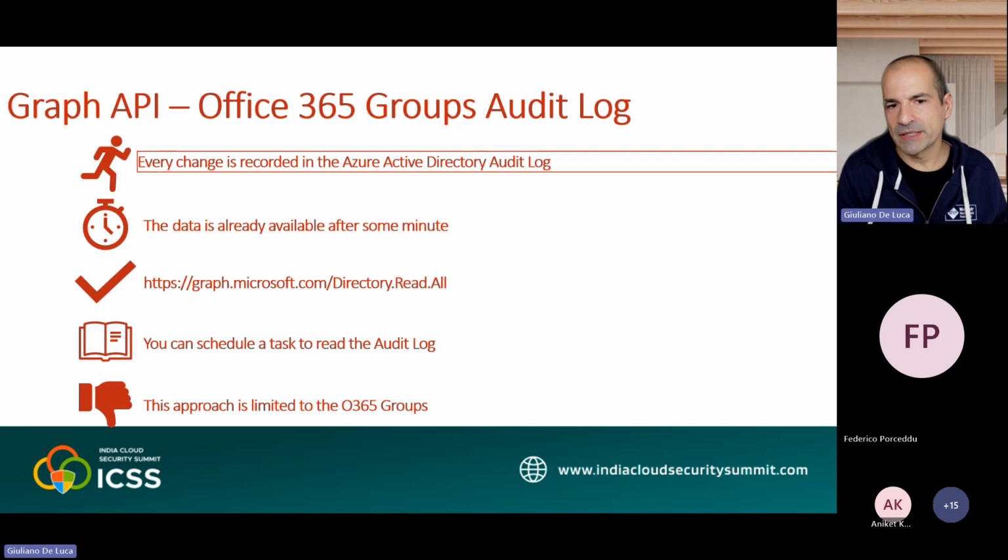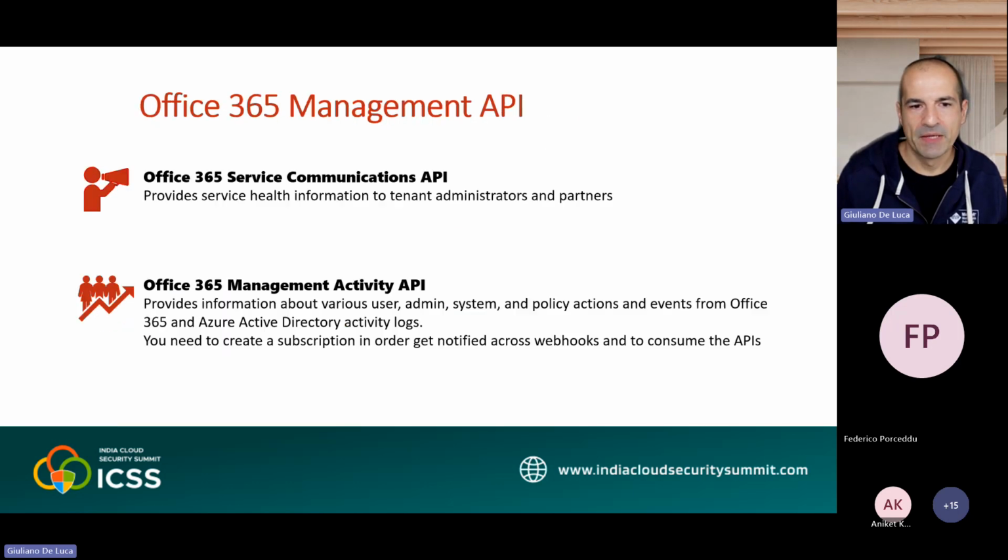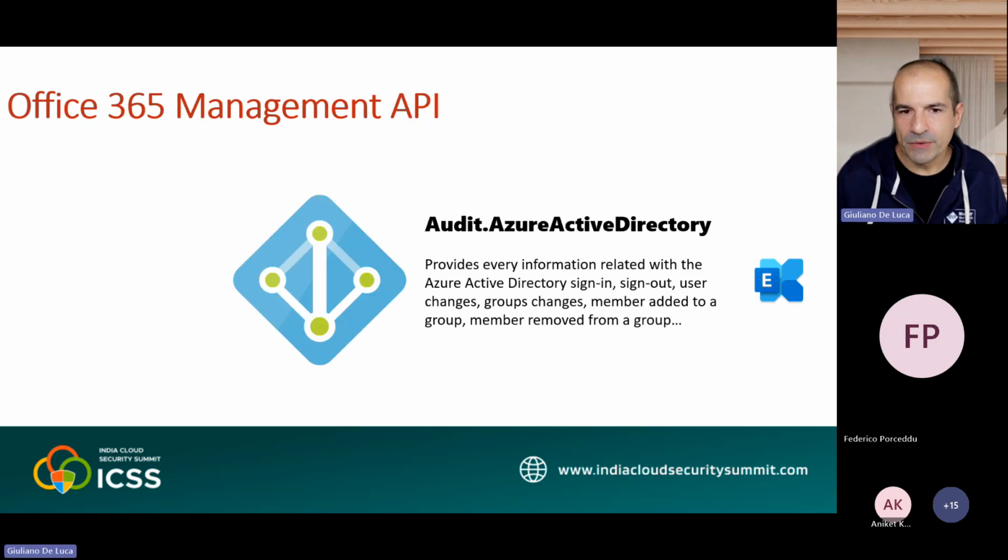But if you want to target SharePoint and OneDrive as well, you need to use the Office 365 Management API as well. So the Management API offers the ability to check the activity, and this is what we want. Moreover, you have the ability to also pull out and read messages that Microsoft sent to your Microsoft 365 tenant. But we want to use the Activity API.